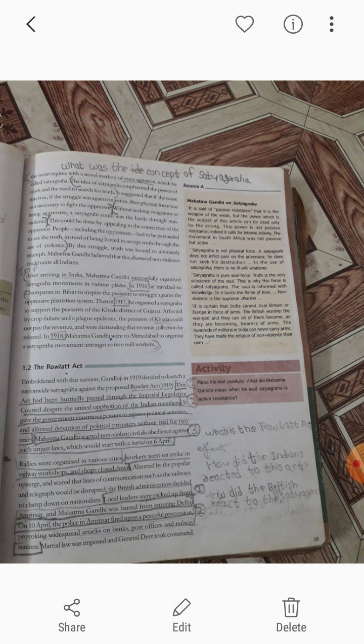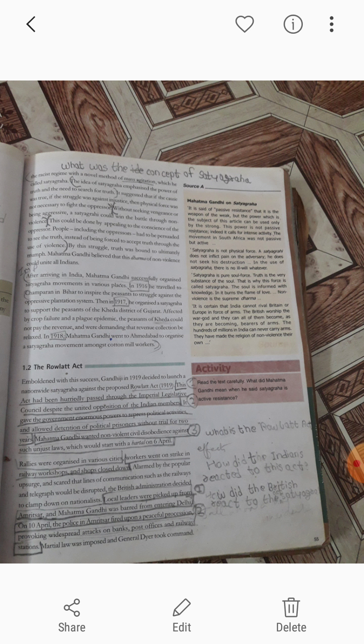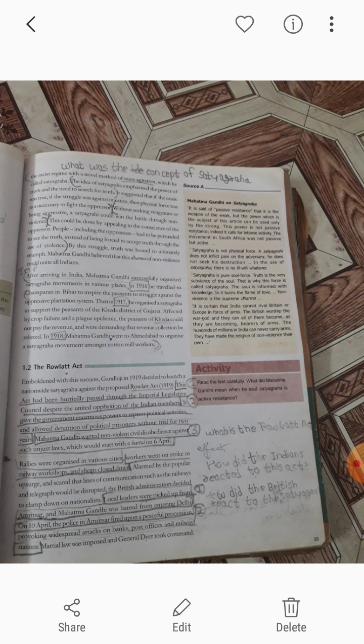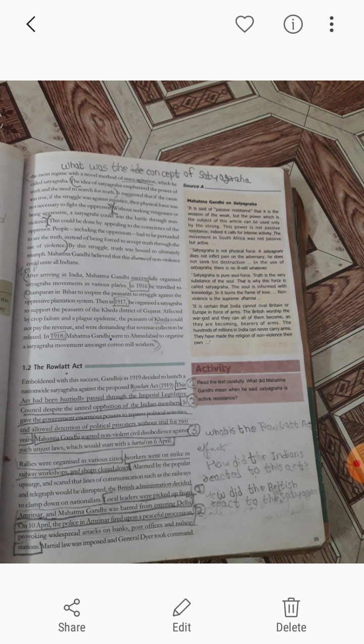Now, when he arrived in India, Mahatma Gandhi successfully organized the satyagraha movement in various parts of the country. Now in 1917 he traveled to Champaran in Bihar. Why? To inspire the peasants to struggle against the oppressive plantation system. Then in 1918, he organized a satyagraha to support the peasants of the Kheda district of Gujarat. Clear? After that, in 1918, Mahatma Gandhi went to Ahmedabad to organize a satyagraha movement amongst the cotton mill workers.